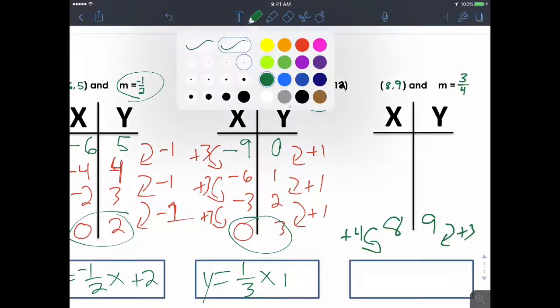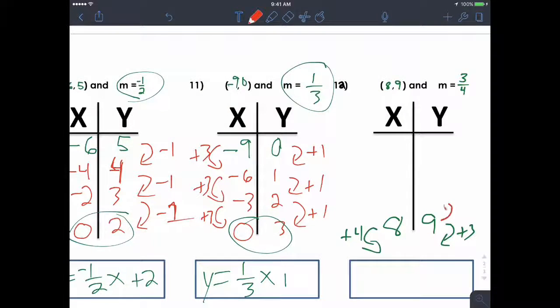All right, so we are going to be subtracting 3 from the y and subtracting 4 from the x. So go ahead and finish this problem on your own, and then we'll talk about it. All right, now if you subtract 3 from 9, you get 6. Subtract 4 from 8, you wind up getting 4.